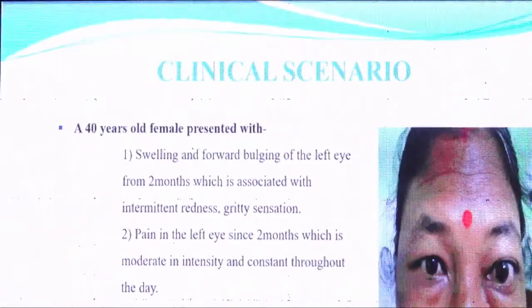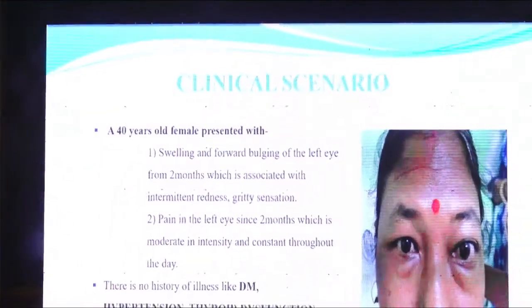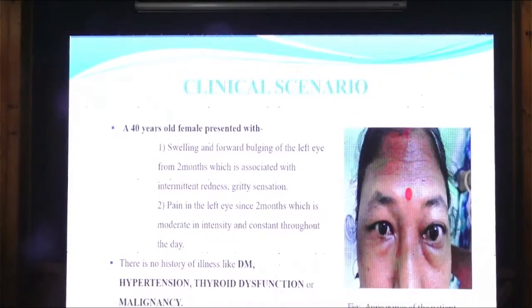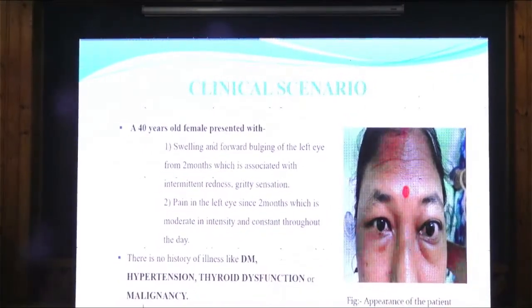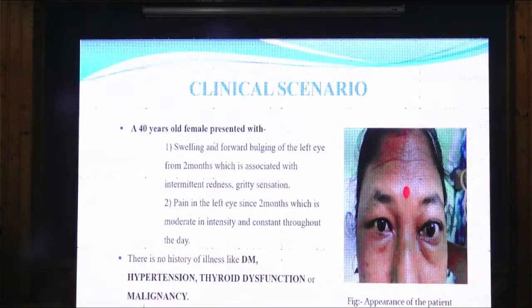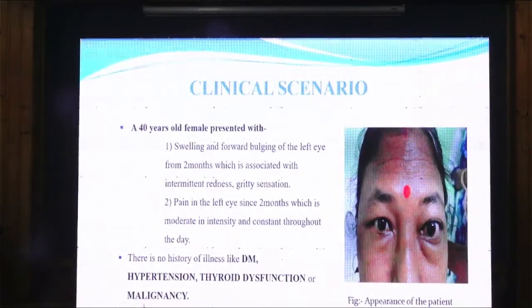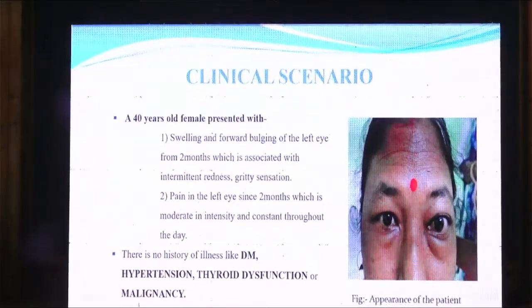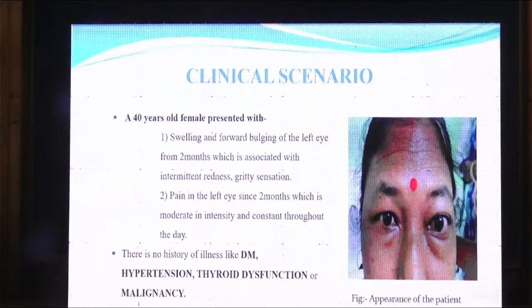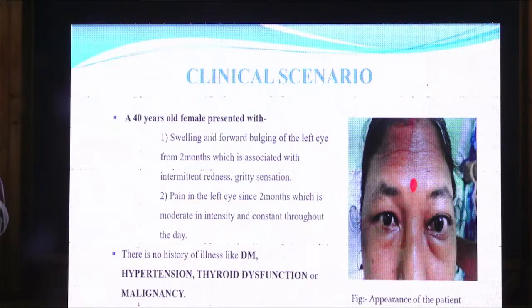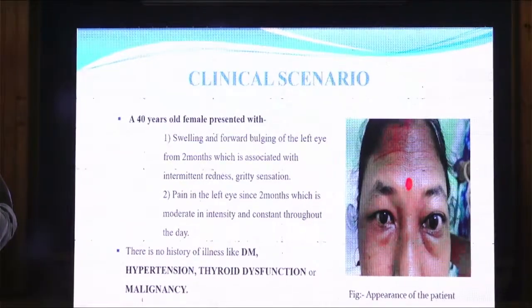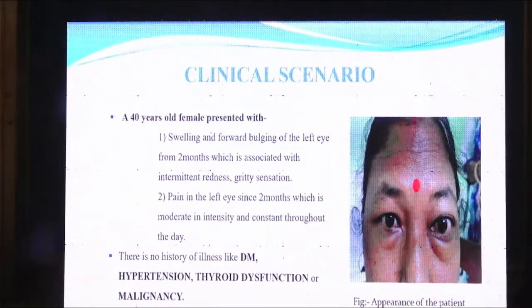Now in my case, a 40-year-old female presented with swelling and forward bulging of the left eye for 2 months, which is associated with intermittent redness and gritty sensation. Secondly, pain in the left eye since 2 months, which is moderate in intensity and constant throughout the day. There is no history of illness like diabetes mellitus, hypertension, thyroid dysfunction, or any malignancy.